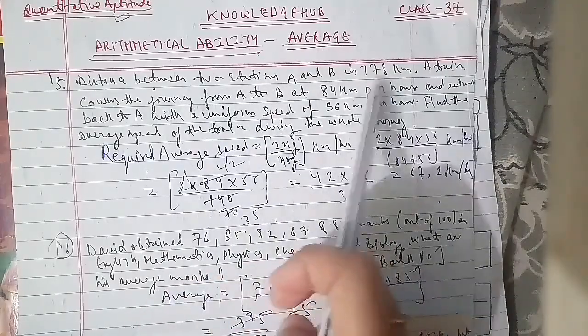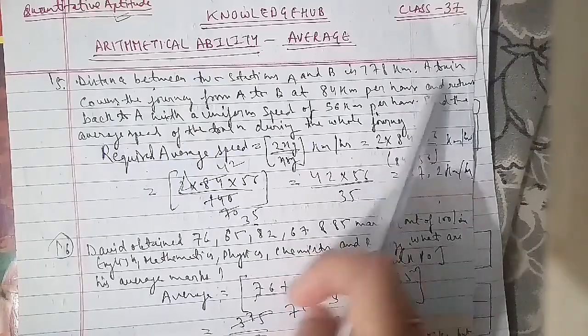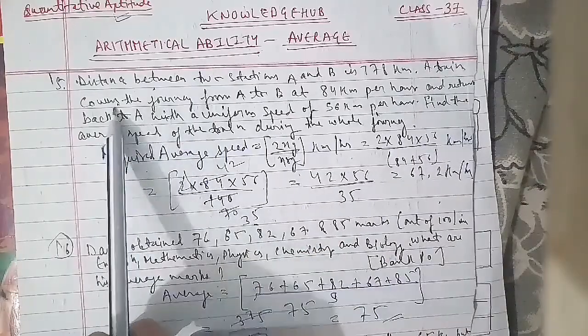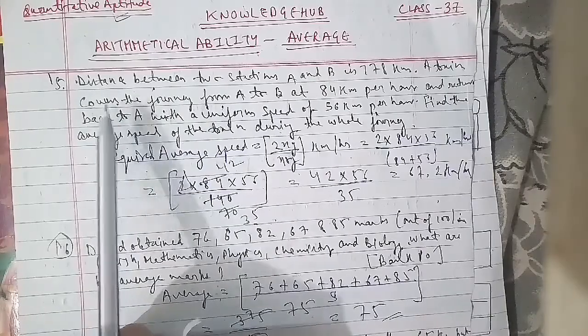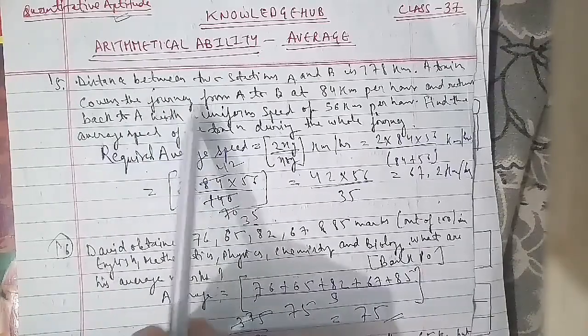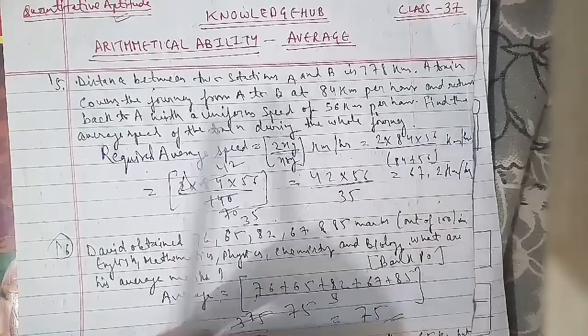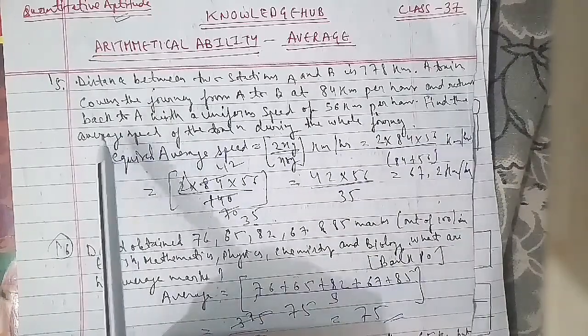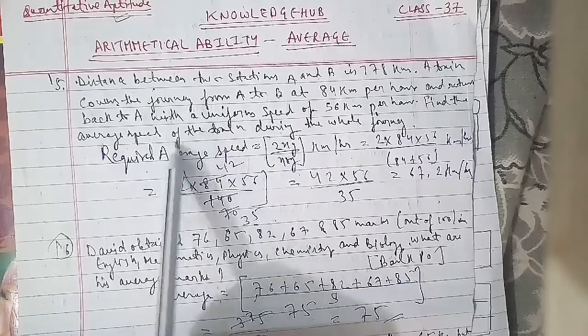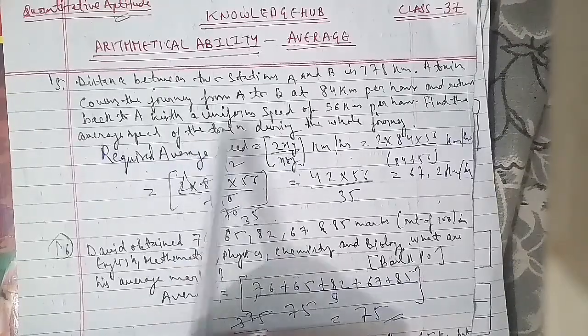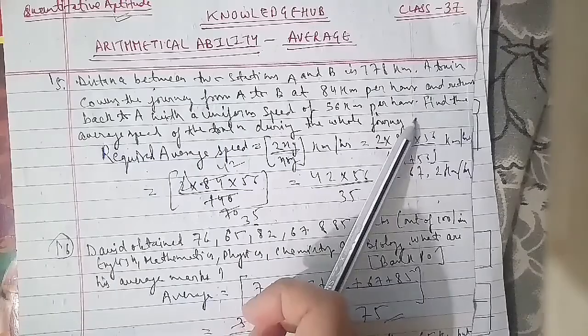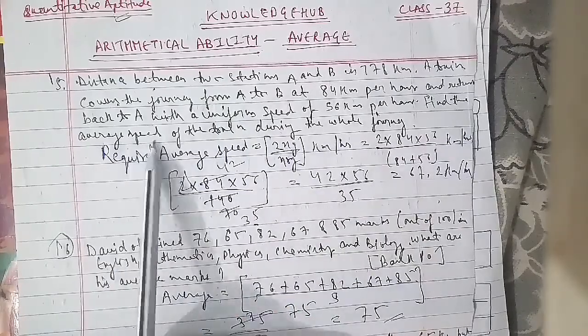A train covers the journey from A to B at 84 kilometers per hour, and returns back to A with a uniform speed of 56 kilometers per hour. Here you have to find the average speed of the train during the whole journey. So not a problem, we'll go ahead to the solution.